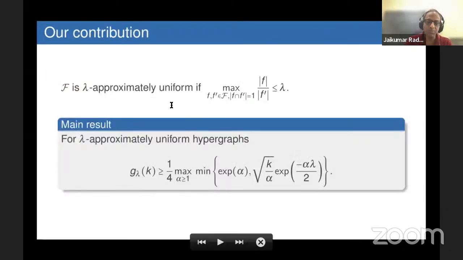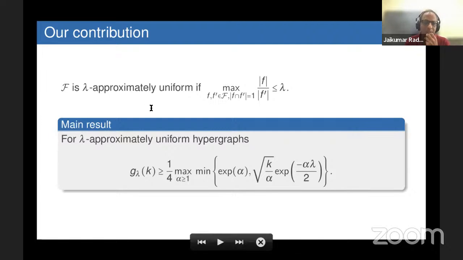So what do we do? Yeah, so there is a gap between logarithmic growth when the graph is allowed to have edges of various sizes, all at least k, and polynomial growth when we assume k uniformity, and so there is a gap between these two things.